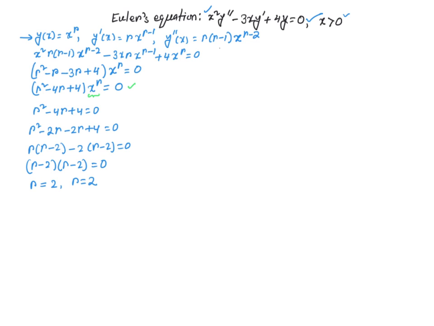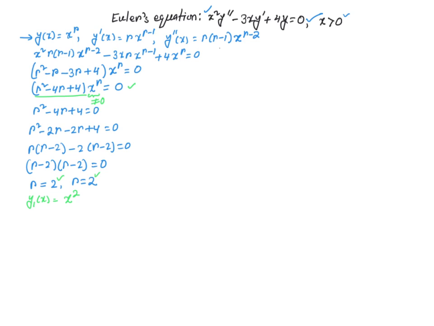So this obviously is not equal to 0, so it must be the case that this is equal to 0. This is a quadratic equation in r. We can solve it. I just factored it here and got the roots. Both of the roots are the same: r is equal to 2 and r is equal to 2. So one of the solutions, y1 of x, is going to be x to the power 2, or x squared.